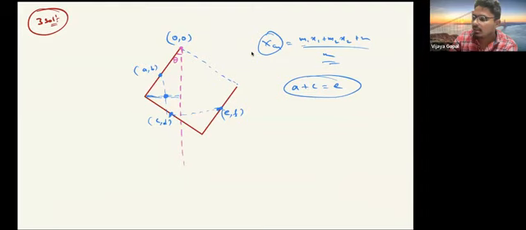One thing, this is not 45, no? So A plus C must be equal to E. Find those coordinates and you will get it, but it will be a little lengthy. So that is one way of doing it, which is very lengthy.